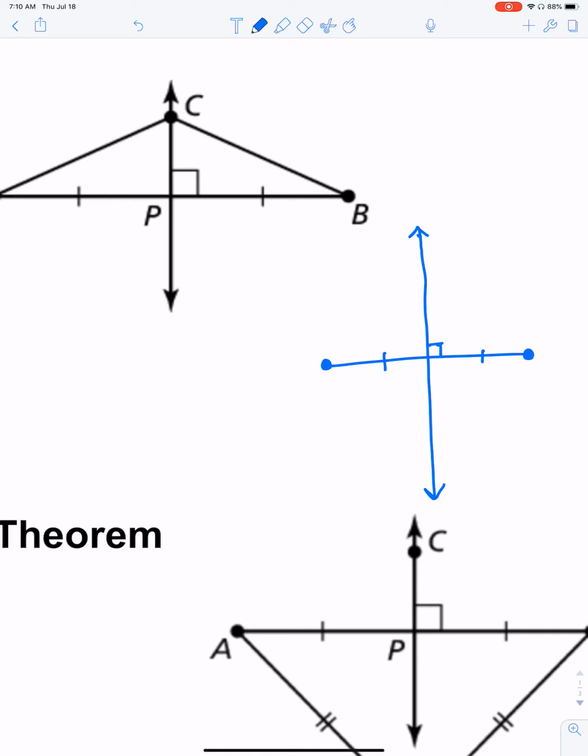So if I were to make a point up here, okay, the distance from this point to the endpoint here is going to be the same as the distance from this point to the endpoint here. Don't mind my terrible drawing skills.